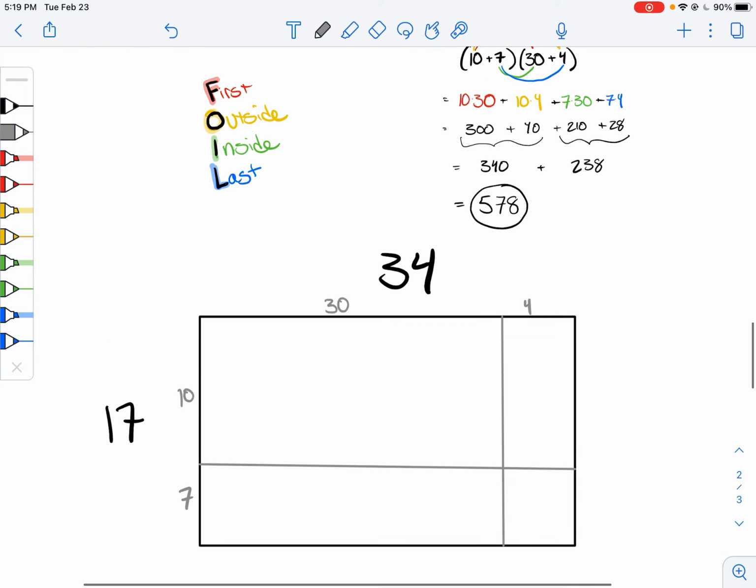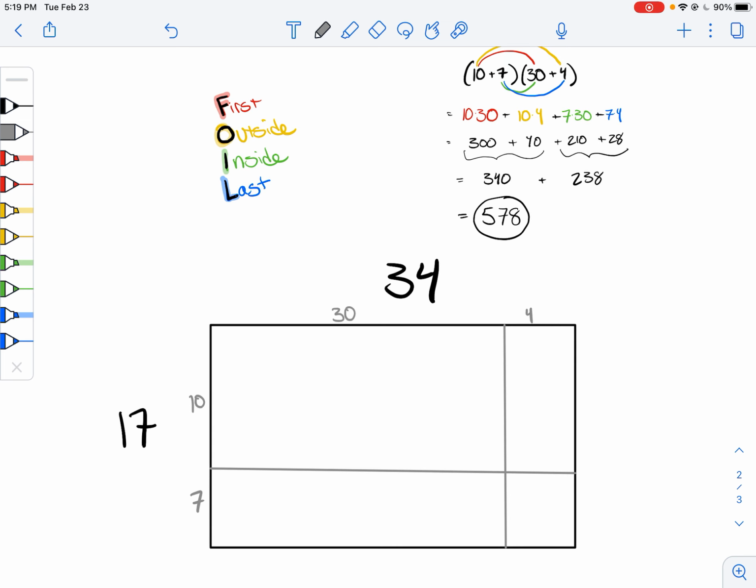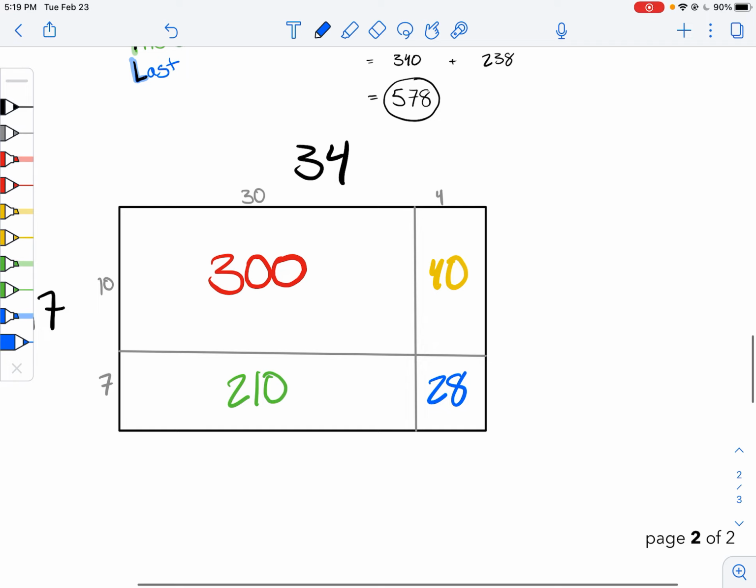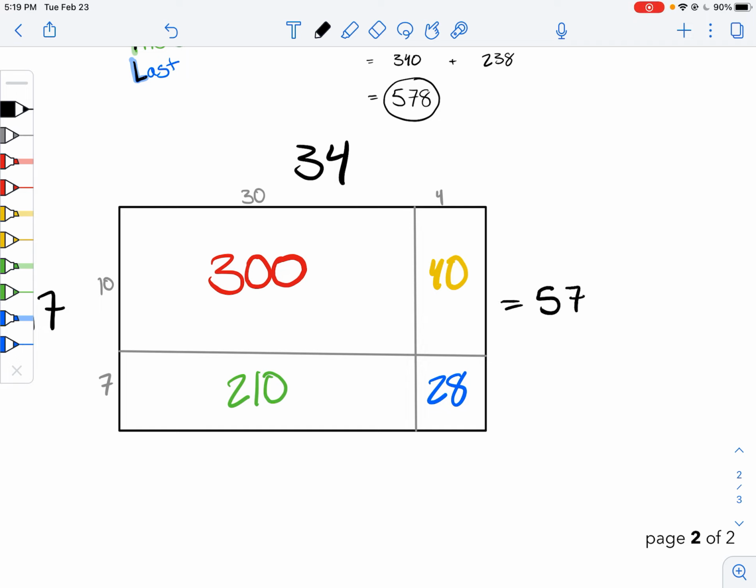Okay. So first we're going to do 10 times 30, which means this has 300 in here. And then we'll do 10 times 4. This is 40. And then we'll do 7 times 30, which is 210. And then we'll do 7 times 4, which is 28. You can add that all up to realize, oh, the area inside this rectangle is 578. Oh, how cool is that?